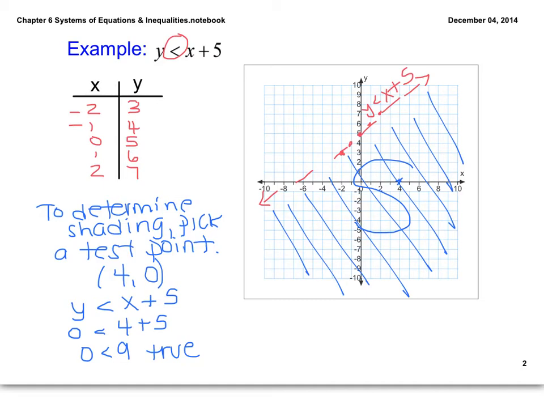For instance, let's say we checked another point in our solution set. So let's say I pick (8, 2). Okay, that's in my shaded region. If I plug it in, I get 2 is less than 8 plus 5. 2 is less than 13, and it works.